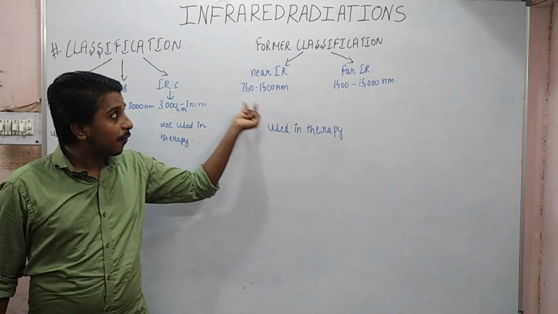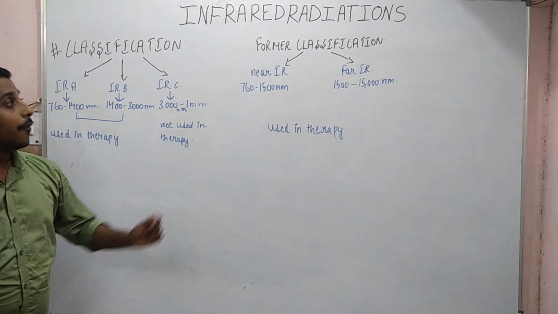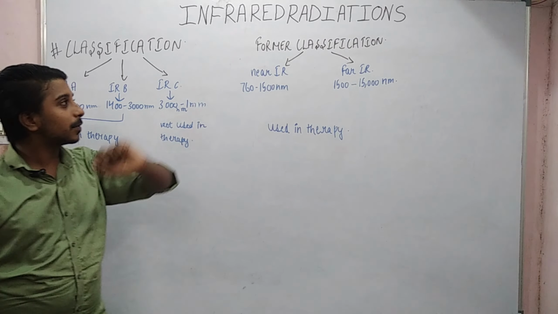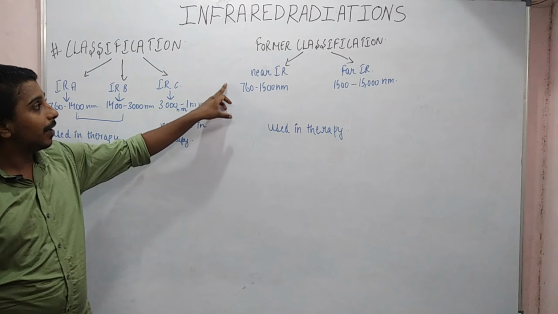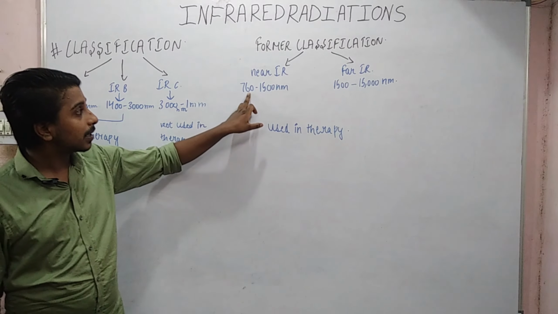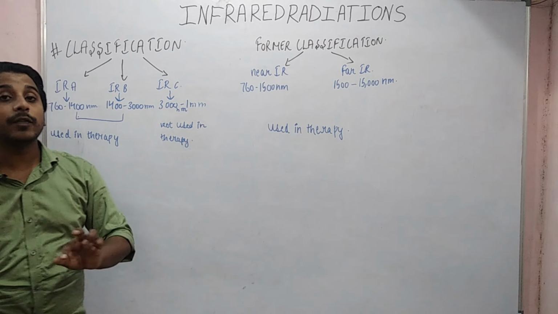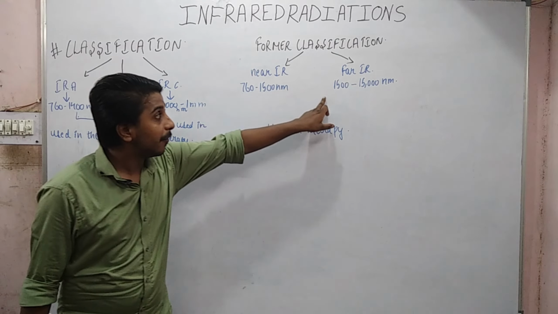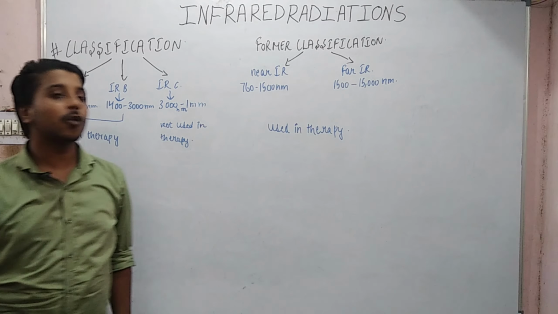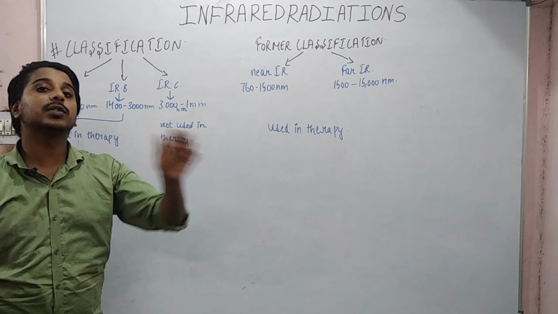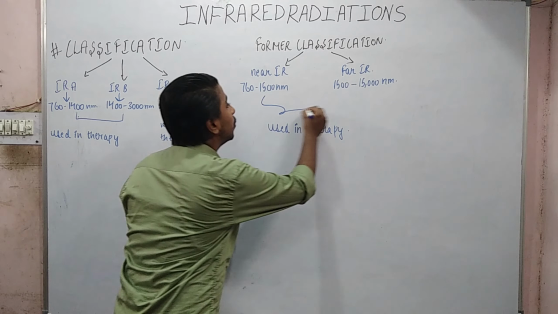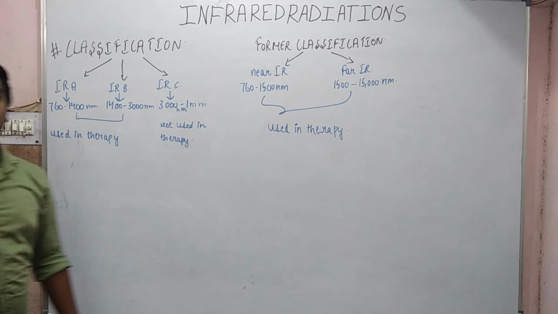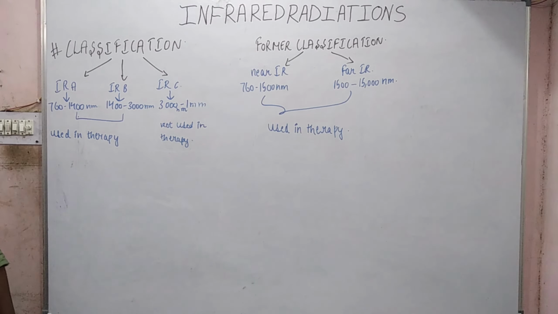But in the former classification, which was two types of IR, that is near IR and far IR, the wavelength of near IR is 760 nanometer to 1500 nanometer, and far IR is 1500 nanometer to 15,000 nanometer, and both were used in therapy.